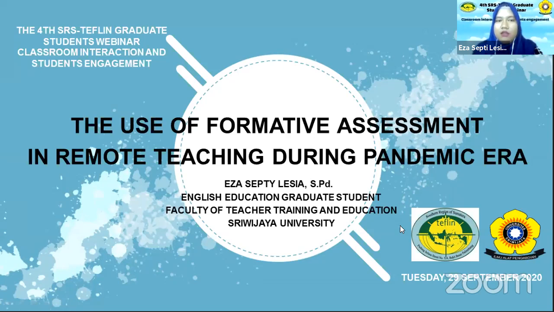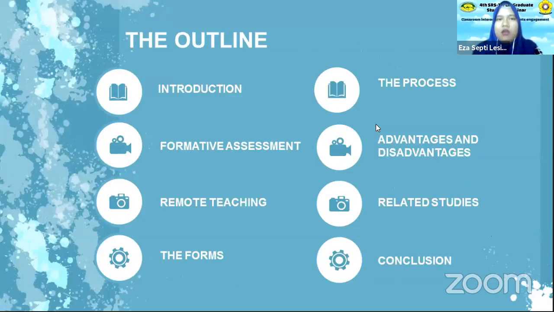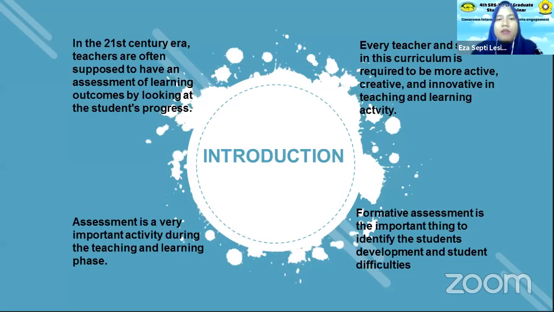Now, there are 8 parts we'll discuss in this presentation. The first is introduction. The second one is about the formative assessment, remote teaching, the form, the process, the advantages and disadvantages, related study, and the last is conclusion. So back to the introduction. In the 21st century era, teachers are often supposed to have an assessment of learning outcomes by looking at the students' progress. Meanwhile, in the pandemic era, the teachers see the students' progress by online class.